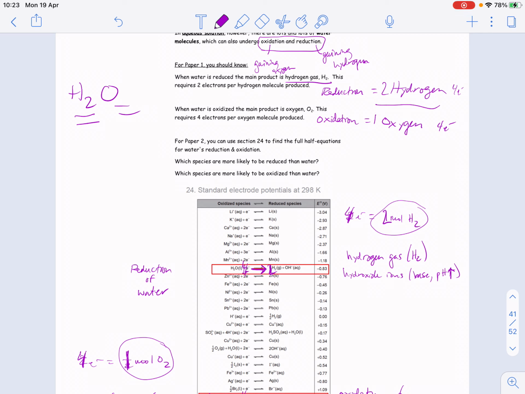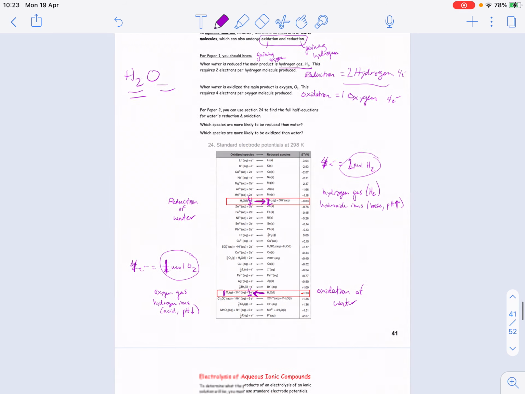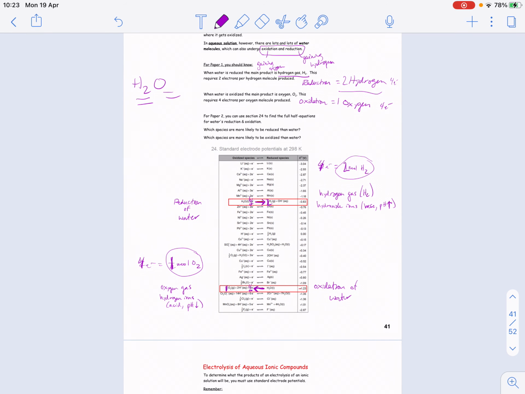So in paper 1, you would be expected to know that when water is reduced, it forms hydrogen. When water is oxidized, it forms oxygen. For the same number of electrons, you will form twice as much hydrogen as oxygen, so a 2-to-1 ratio. And that's pretty much what you need to know for paper 1, and that's helpful foundation context going in to what happens when we do electrolysis of an aqueous ionic compound. So knowing that these processes can also occur, water can also be reduced or oxidized, is fundamental to understanding what the products will be when I now use electrolysis on an aqueous ionic compound.